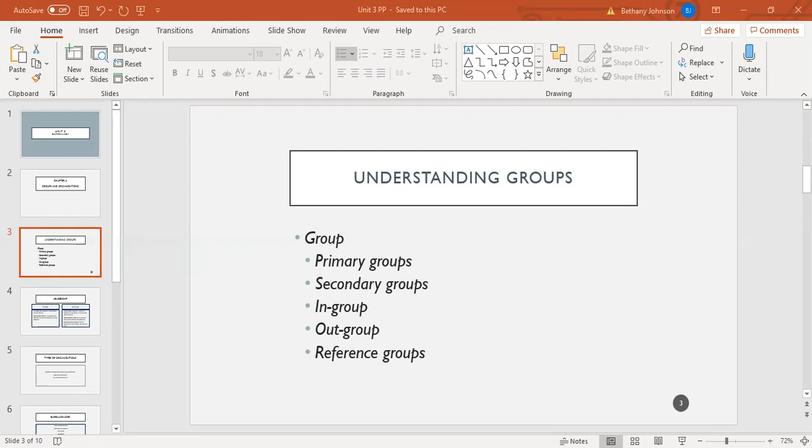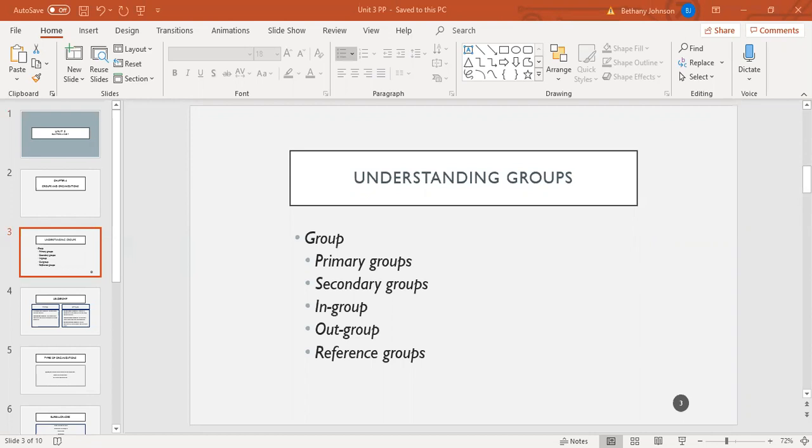So let's look at the types of groups, but let's first define groups. A group is a group of people, at least two or more, who interact on a regular basis and for the most part have some kind of similar identity, that basically there's something that brings them all together into the group.